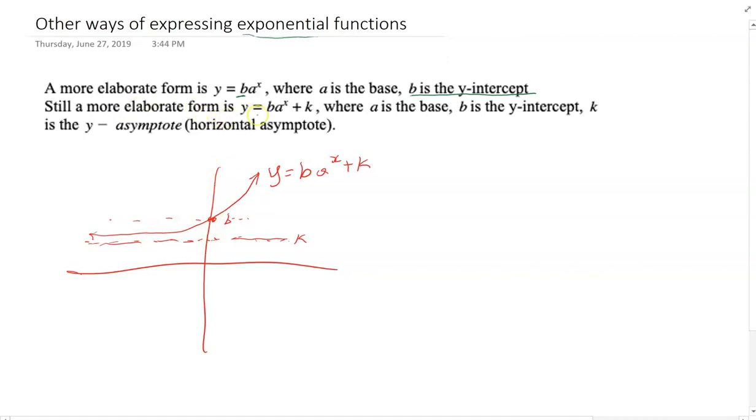A more elaborate form is y is equal to b times a to the x plus k. Here k will be your y asymptote. Whatever k is, whatever you shift it up, remember that originally it was at 0, but if you add k, that will be your new asymptote.